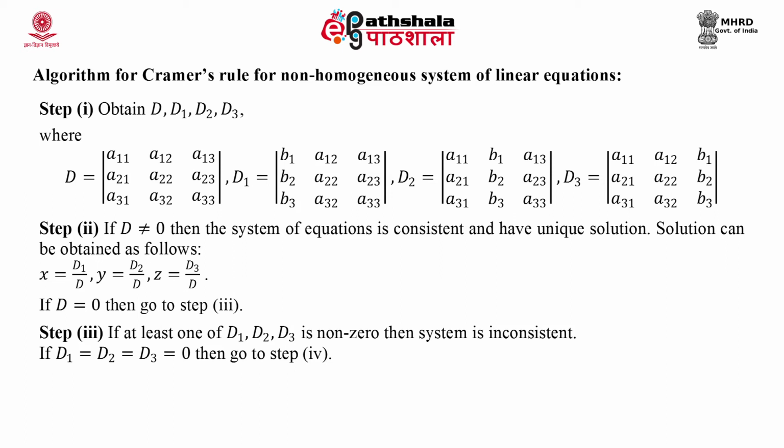If D is 0, then go to step 3. Step 3 is, if at least one of D1, D2, D3 is non-zero, then the system is inconsistent. That means the system will not have any solution, so we won't need to move further. But if D is 0 and D1, D2, D3 are also 0, go to step 4.